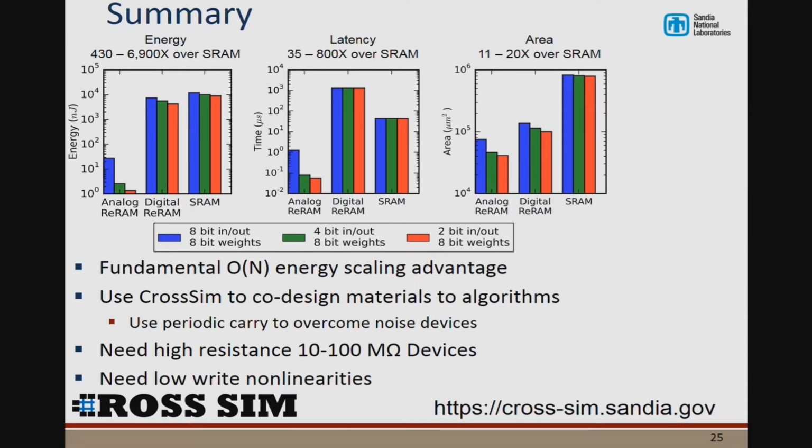And lastly, for the device people, if you're looking, what device properties do I need? The things I would focus most on are we want higher resistance devices to allow for more parallelism. And we want low write nonlinearities. Even more than the noise, that's what ends up hurting the training accuracy.